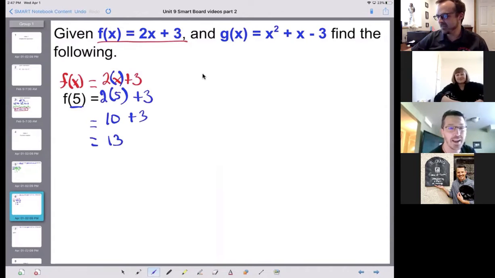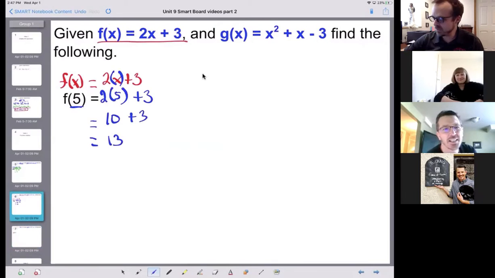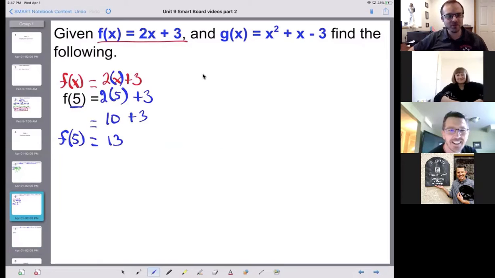So I would write f of 5 equals 13 because that would be the correct answer. You probably want to do that. Thank you, Mr. Craig. Right, f of 5 equals 13. You can write the whole relationship. That shows us our input and our output. Our input is 5 and our output is 13.